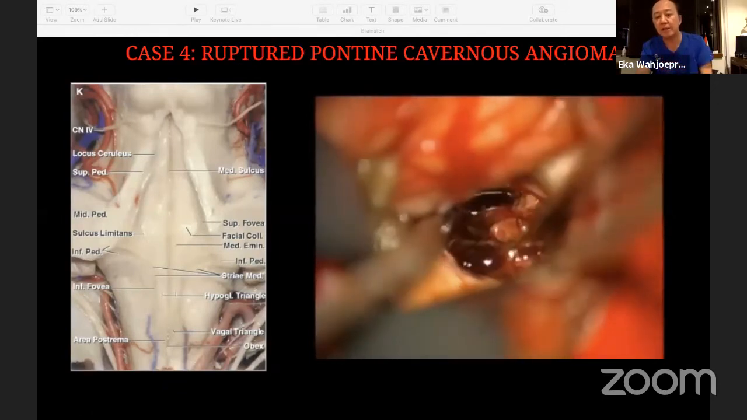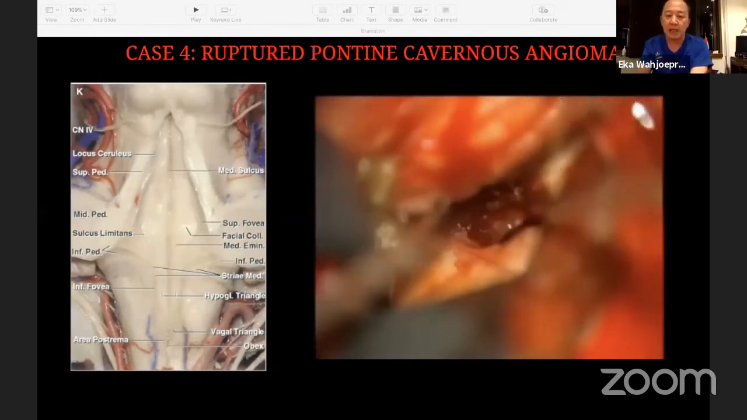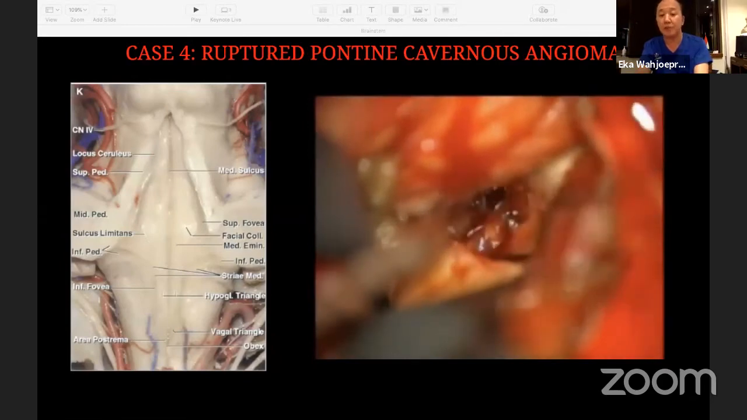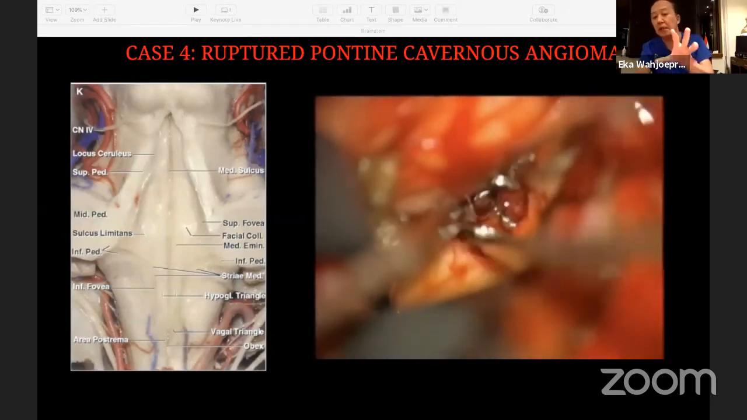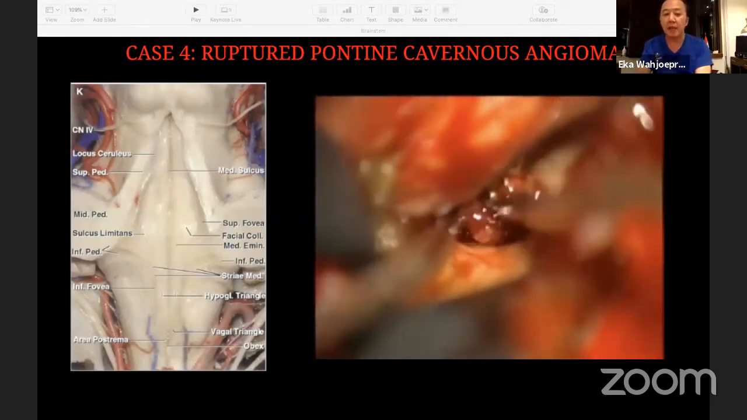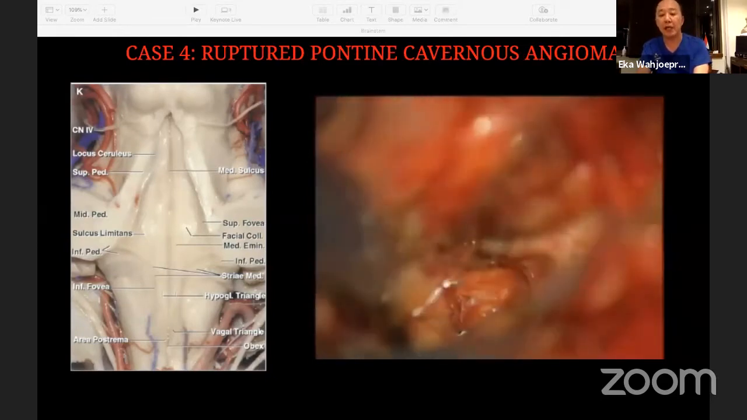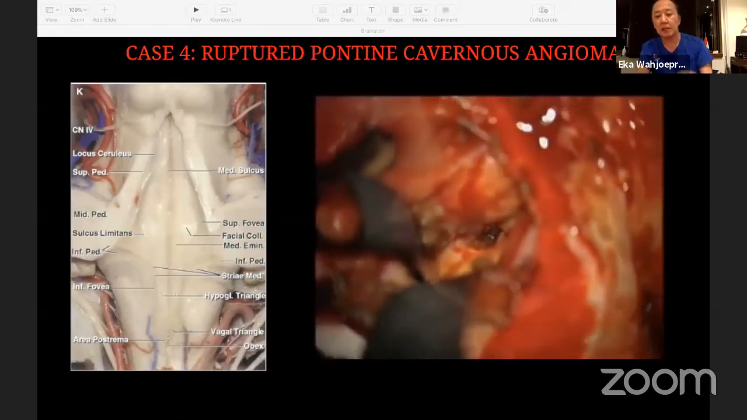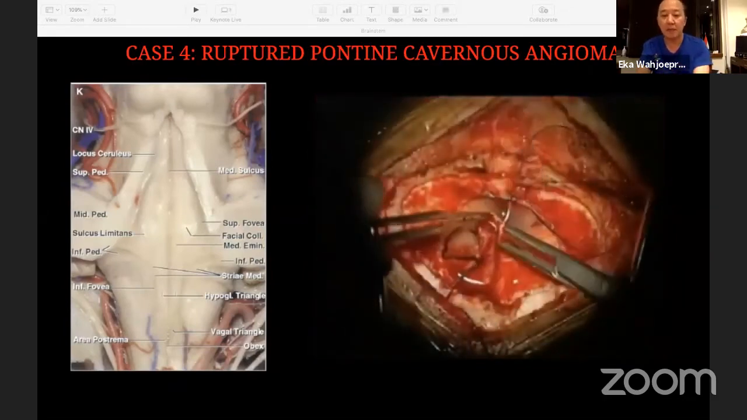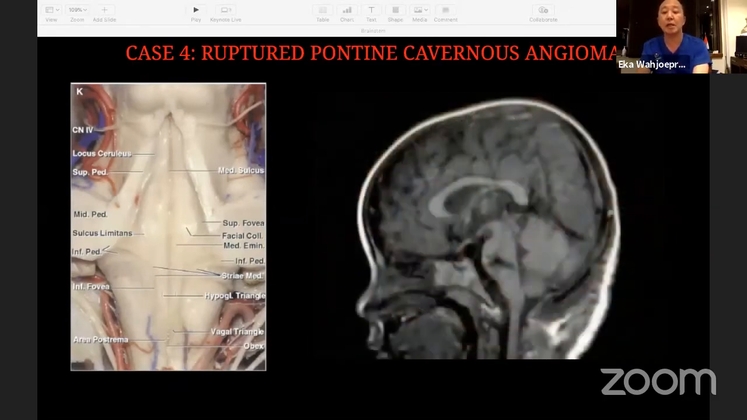And this is again the cavernoma. This is a young lady. And again, the prognosis should be very good. Then we remove it totally, piecemeal. You can see here. Finally, total removal is the target for cavernous angioma. You can see here, we can totally remove it, just coagulating and reaching the dura.